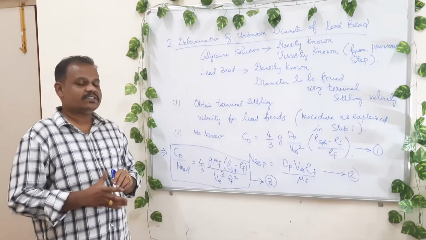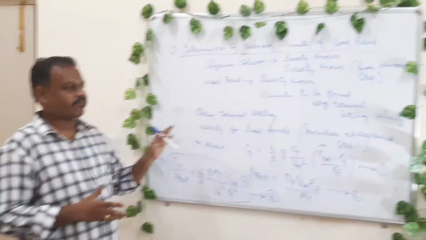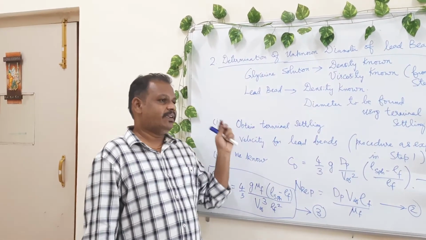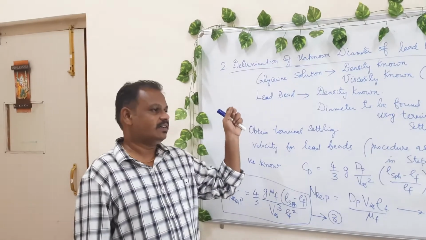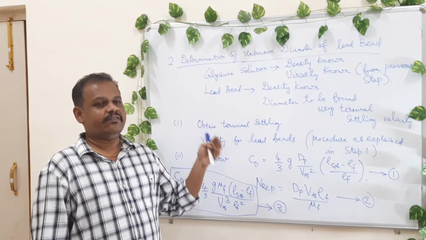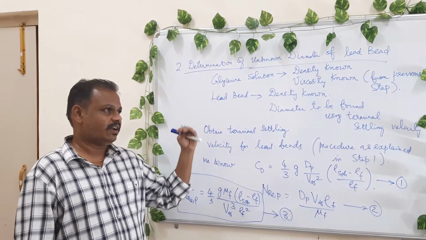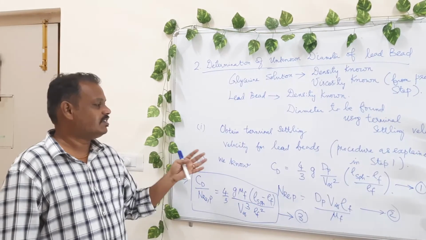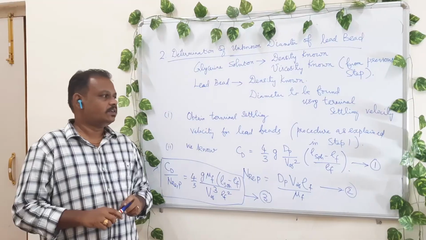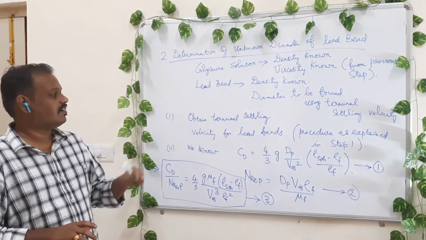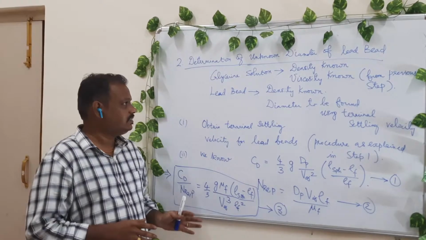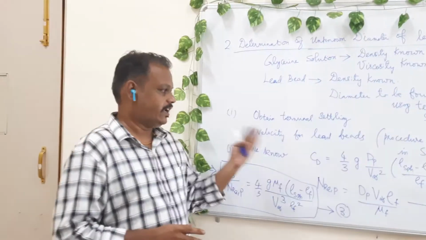To obtain the terminal settling velocity, we know the procedure. What we followed in step 1 has to be followed here. That is, the time taken for the lead bead to travel within the glycerin fluid medium for 1 meter. If you divide 1 meter by the time taken for the lead bead to travel 1 meter, you will get the terminal settling velocity for the lead bead within the glycerin solution. Once you obtain the terminal settling velocity for the lead bead, these are the procedures to be followed to obtain the unknown diameter of the lead bead.